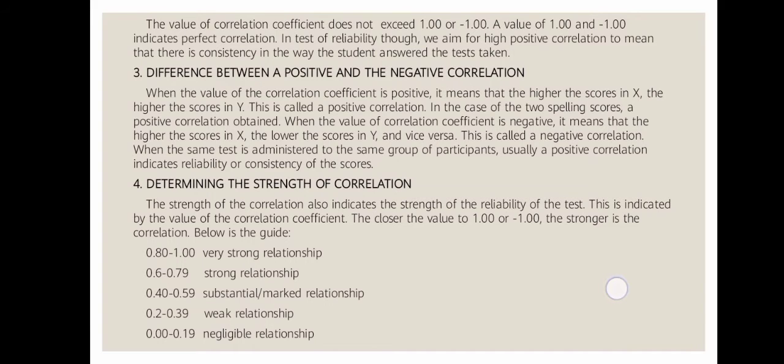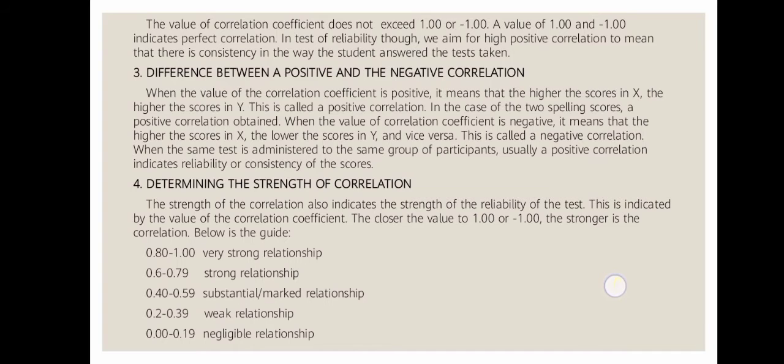This is called a negative correlation. When the same test is administered to the same group of participants, usually a positive correlation indicates reliability or consistency of the scores. Determining the strength of correlation. The strength of the correlation also indicates the strength of the reliability of the test. This is indicated by the value of the correlation coefficient. The closer the value to 1 or negative 1, the stronger is the correlation.